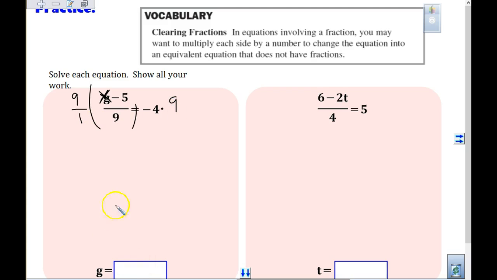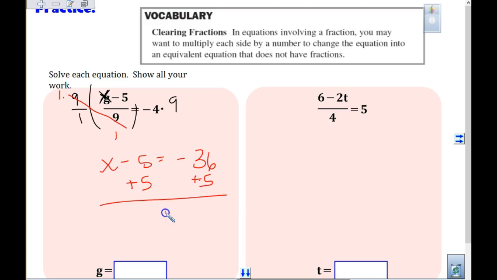You want to show the canceling, right? 9 over 9 is the same as 1. X minus 5 equals negative 36. Right? We did this yesterday. This was one of the questions in your homework, right? We added 5 to both sides. X was equal to negative 31.